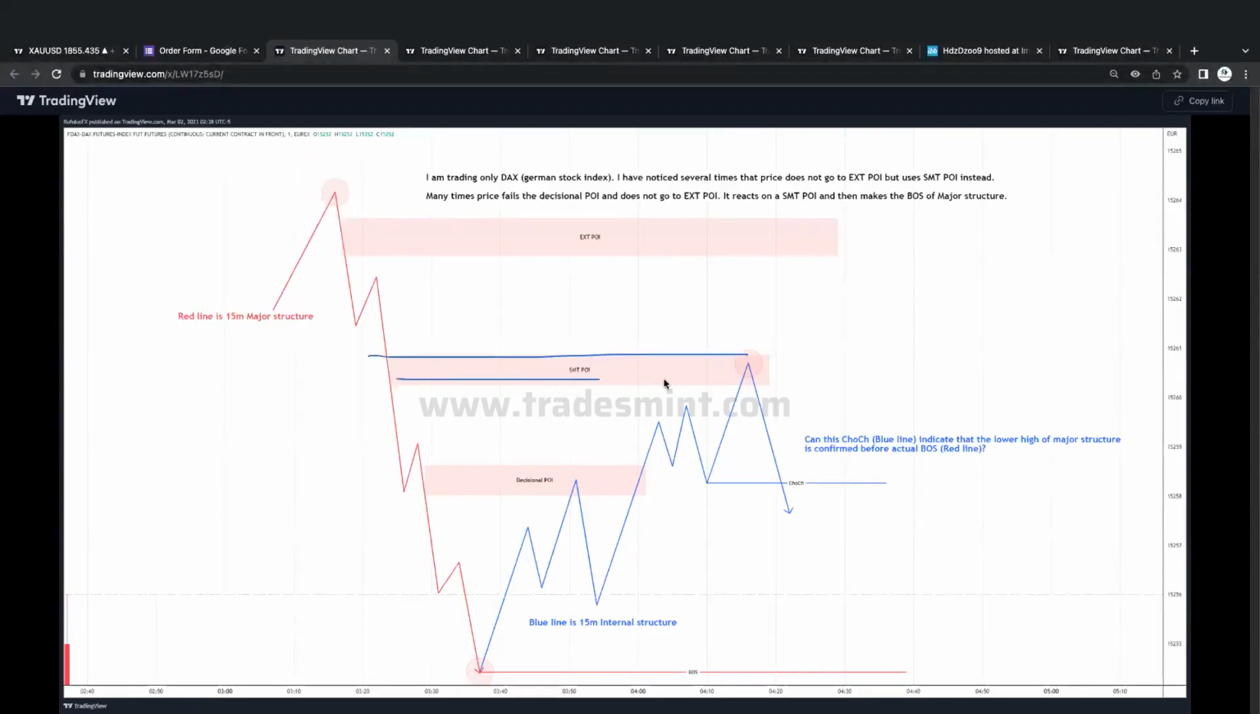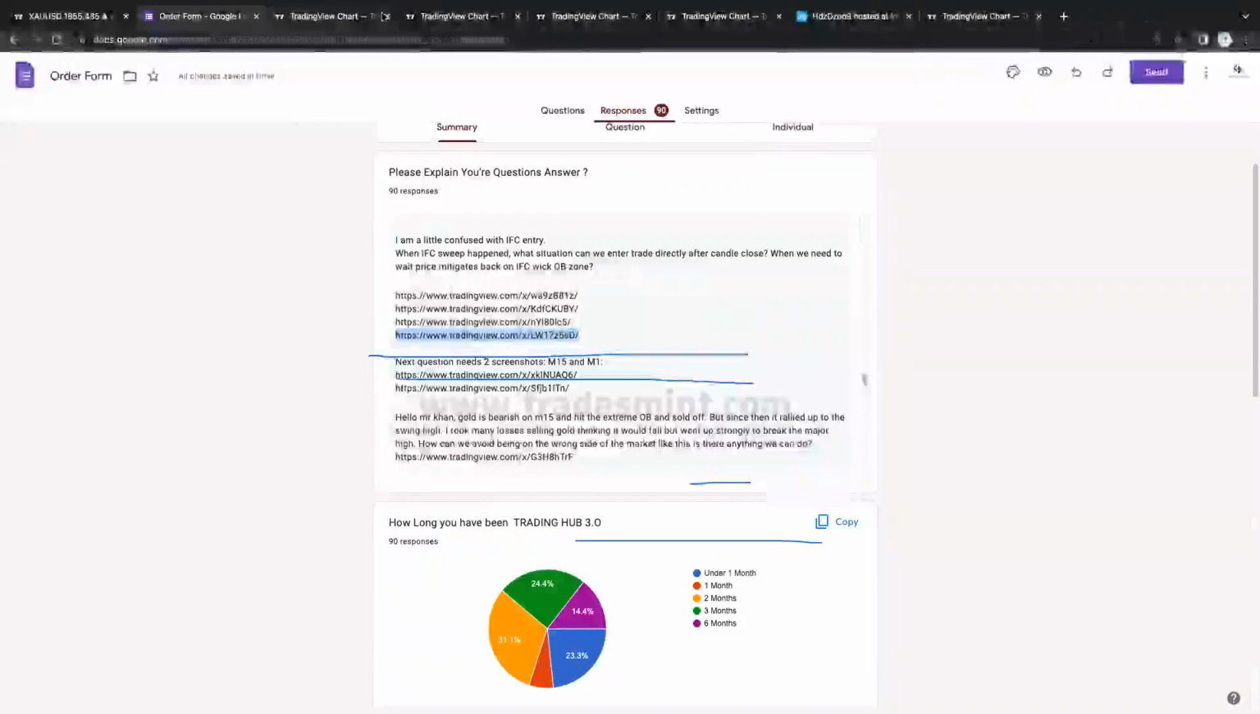Like if there's an SMT PY, right, and it breaks this one, you have to wait for some additional confirmation before the sell if you are willing to sell here. Otherwise, you have to buy here, take out the inducement, mitigate something here, and then continue going higher, right? But probably you have to wait to mitigate the extreme PY before the sell.